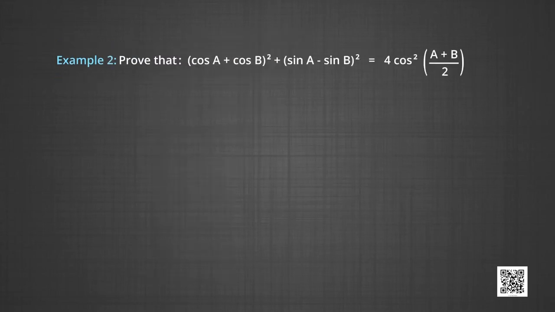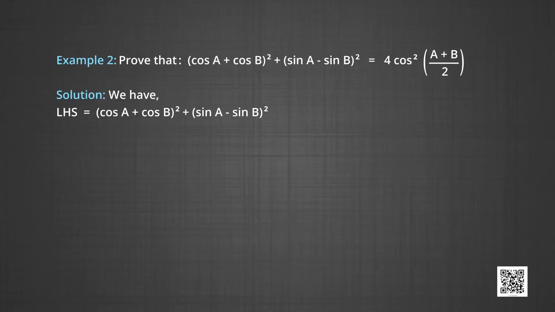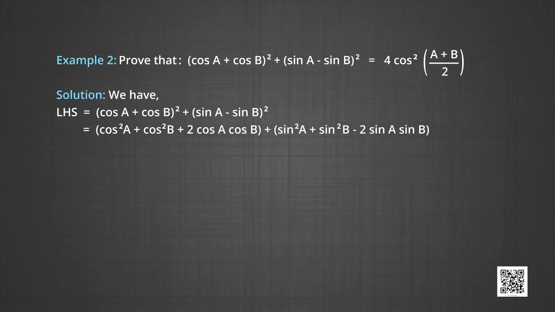In example 4, we will prove that (cos A plus cos B) the whole square plus (sin A minus sin B) the whole square is equal to 4 times cos square of (A plus B) by 2. Let us start with our left hand side. Left hand side is (cos A plus cos B) the whole square plus (sin A minus sin B) the whole square. Now, applying the formula, these two expressions are equal to cos square A plus cos square B plus twice of cos A cos B plus sin square A plus sin square B minus twice of sin A sin B.